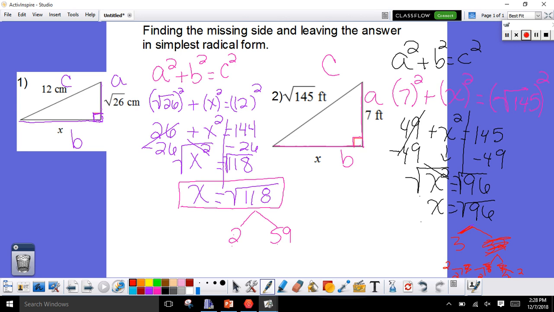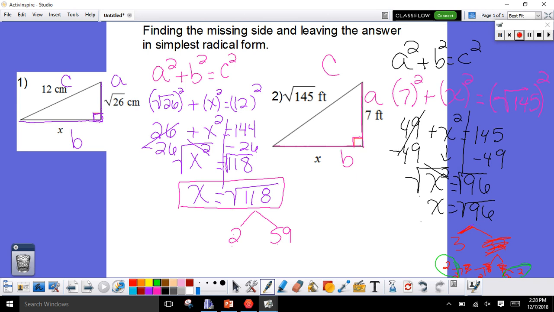Now it's time to make our pairs. We're going to make our pairs now. So we have one pair of 2's. I have another pair of 2's right here. And that's it. I have a 2 and a 3 that do not have a pair.